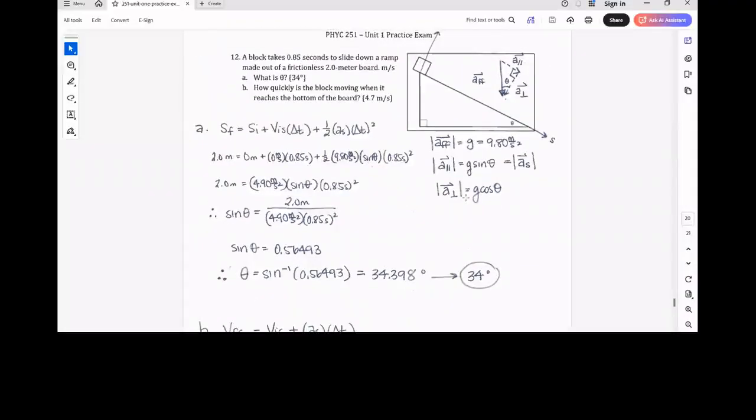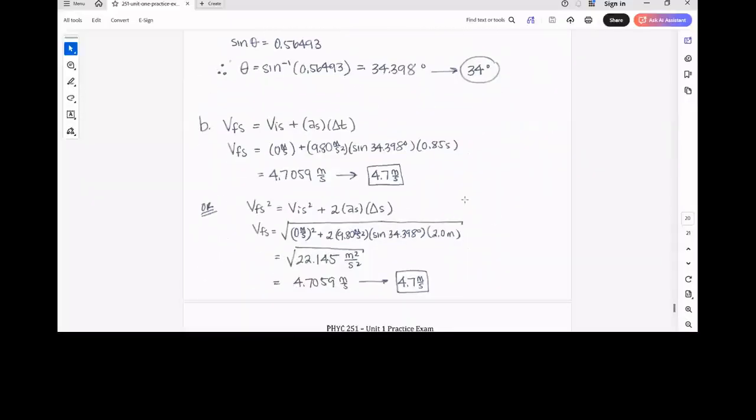And then for part B, how quickly is it moving when it gets to the bottom of the ramp? Well, I know the angle, I know delta t, I know v initial. I have a couple of different ways I can figure out what v final is. One involves using the time-dependent equation for velocity. So plugging in a 0 for v initial and then using g times sine 34.398 for the acceleration in the s direction. That gives me a final velocity that rounds to 4.7 meters per second.